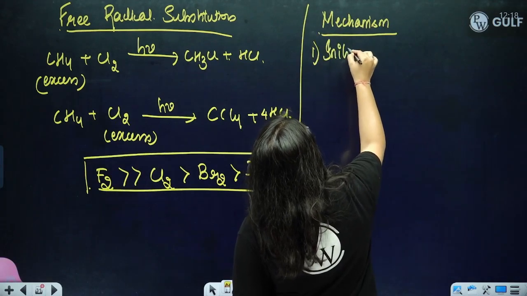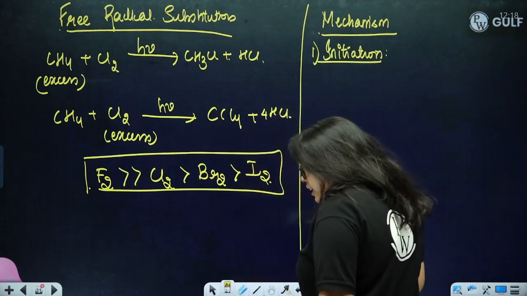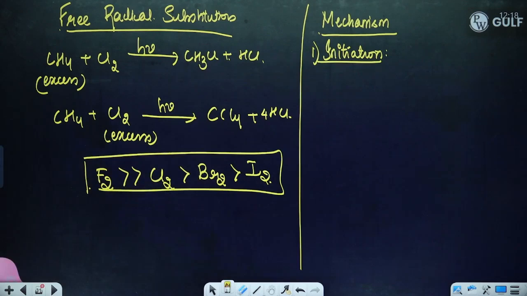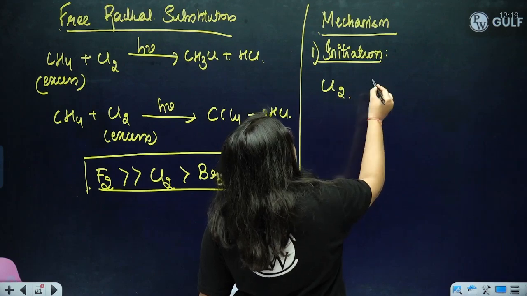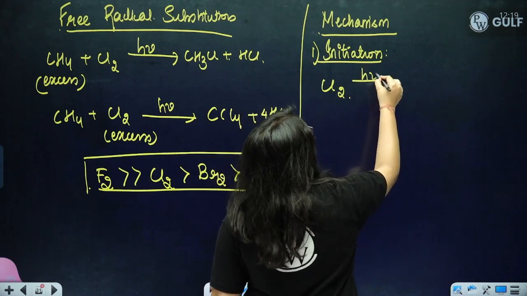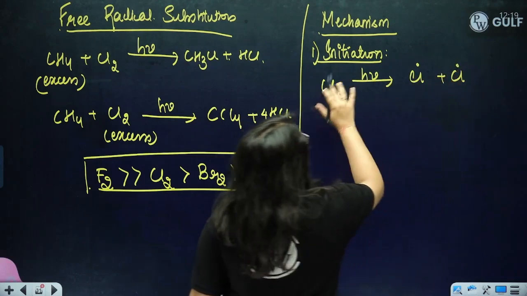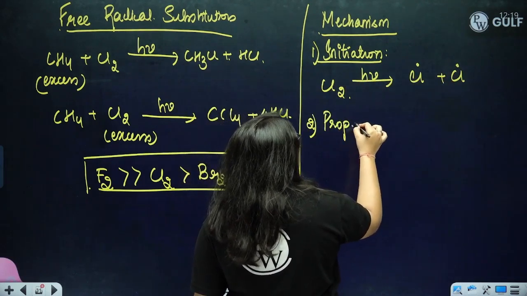Initiation: over here in initiation, free radicals are formed. A free radical of chlorine is formed, in the presence of h nu, to give rise to Cl. This is your initiation.